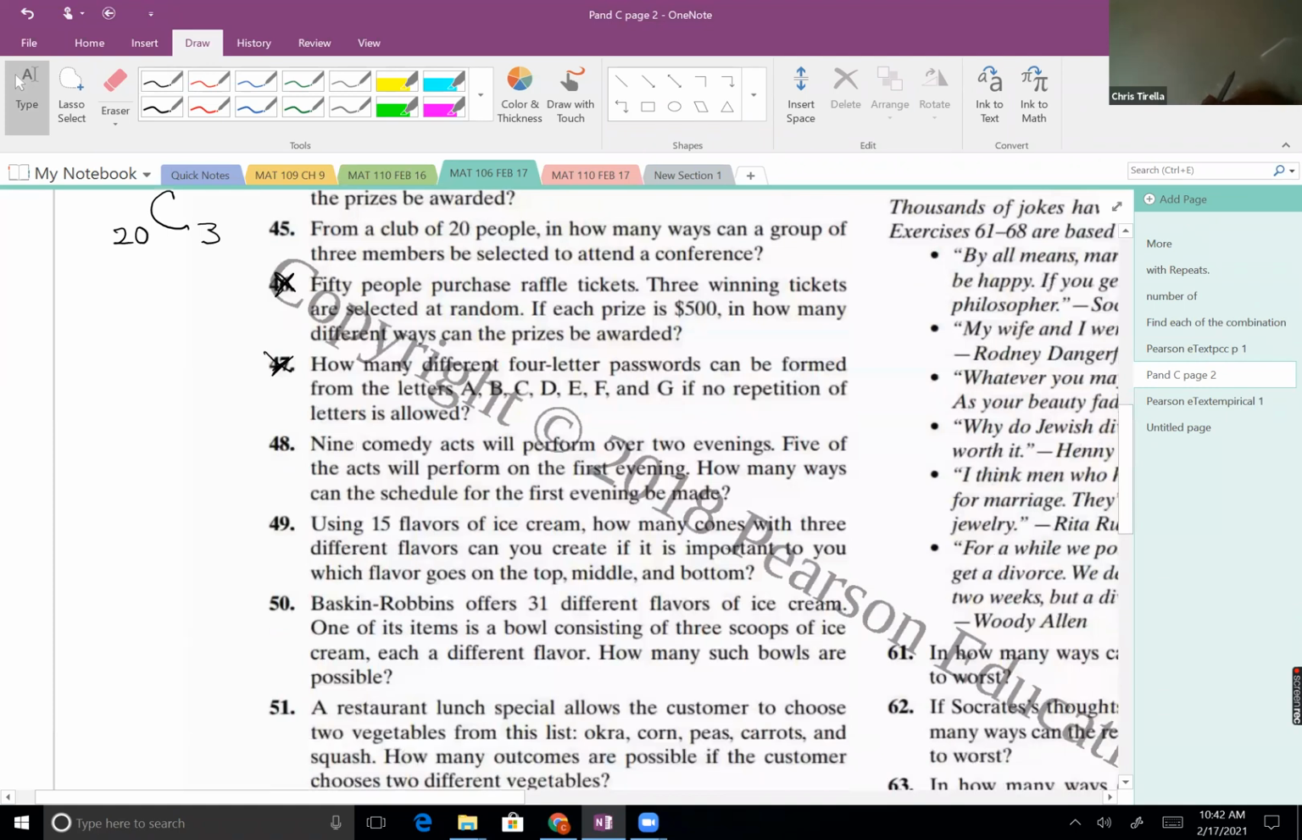9 comedy acts will perform over 2 evenings. 5 of the acts will perform on the first evening. In how many ways can the schedule for the first evening be made? Well, when we're making a schedule, are we concerned with who performs first and who performs last? Yes. And so here, order matters. How many do we have to pick from? 9. And for the first evening, we're picking 5.